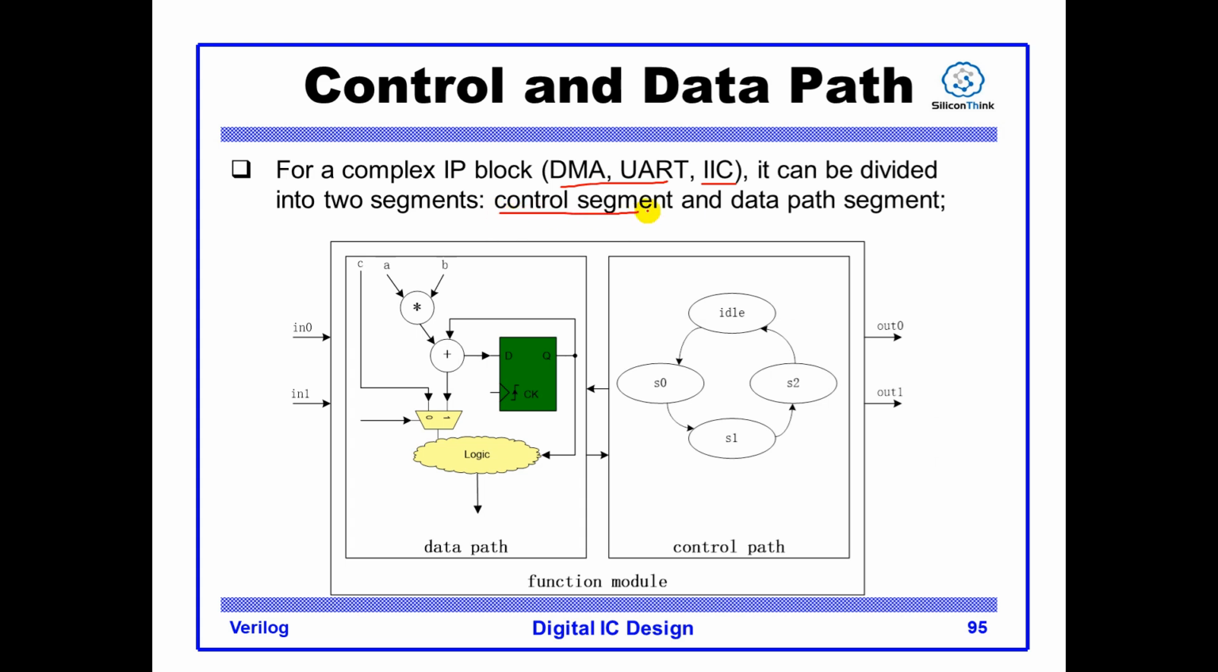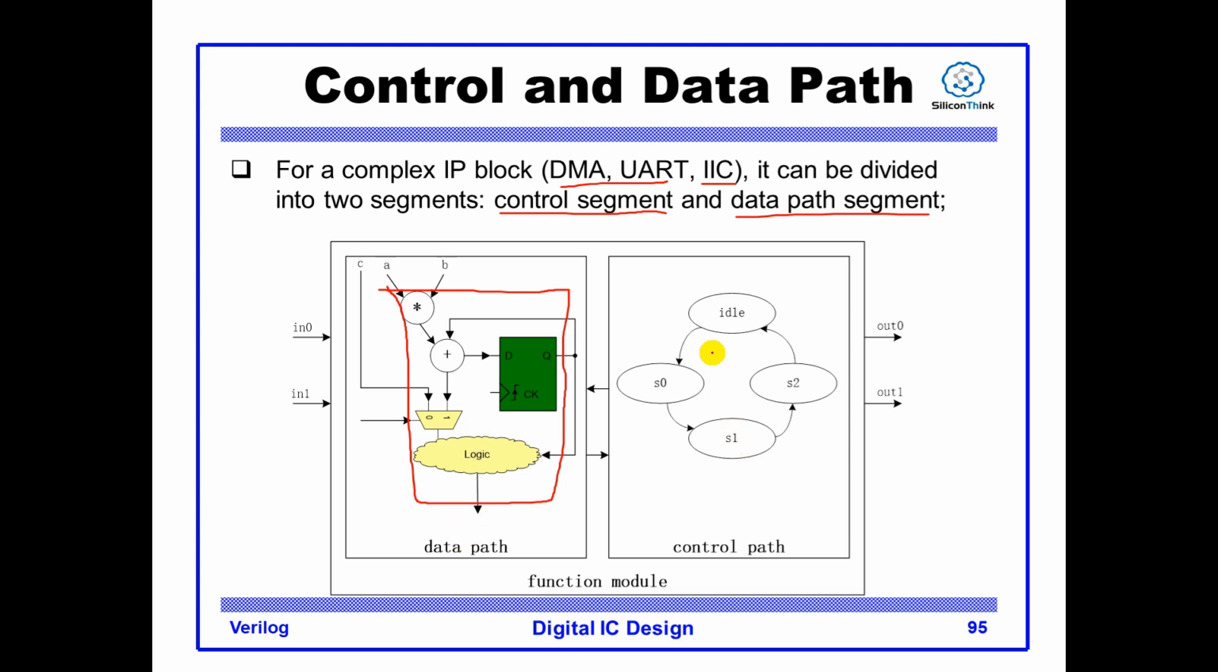Yes, the control segment and the data path segment. The data path segment is easy to understand. Usually, the data path segment will do the arithmetic algorithm, such as the AND and multiply operations. And for the control segment, you will control the data computing in the data path segment.